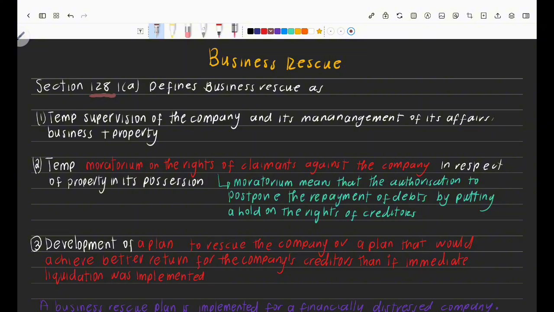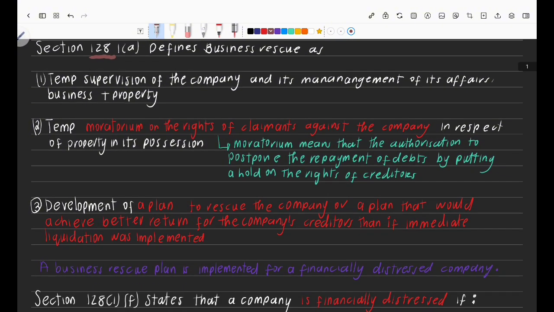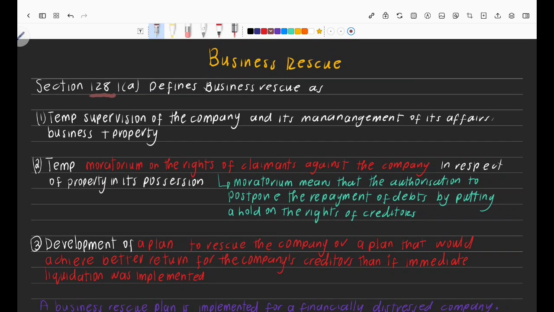Section 128 defines business rescue as, and you will see that there are actually three components to this. The first one is the temporary supervision of the company, its management, its affairs, as well as its property. So what we are basically saying is that in order to rescue this business, we need to hire someone who will temporarily supervise this company, supervise how it is run, the decisions that it needs to make, its affairs, its property. So that's what business rescue is. It is a temporary supervision of that company, its management, its affairs, its business, as well as its property.